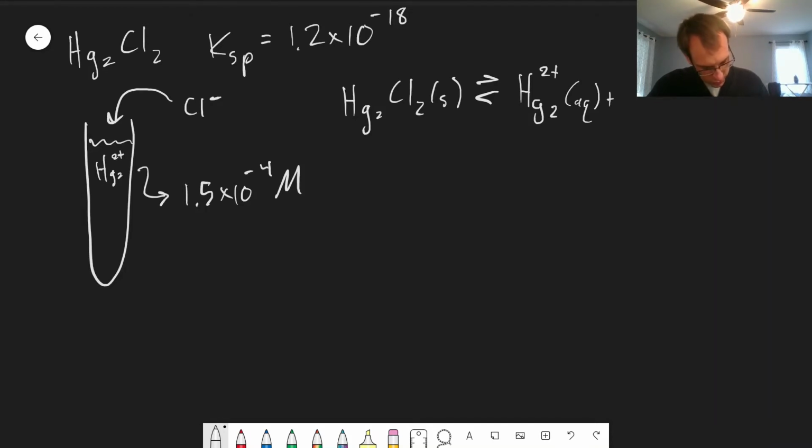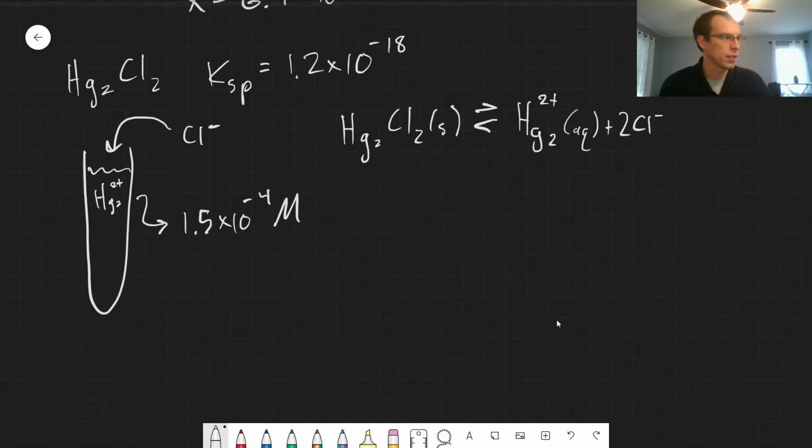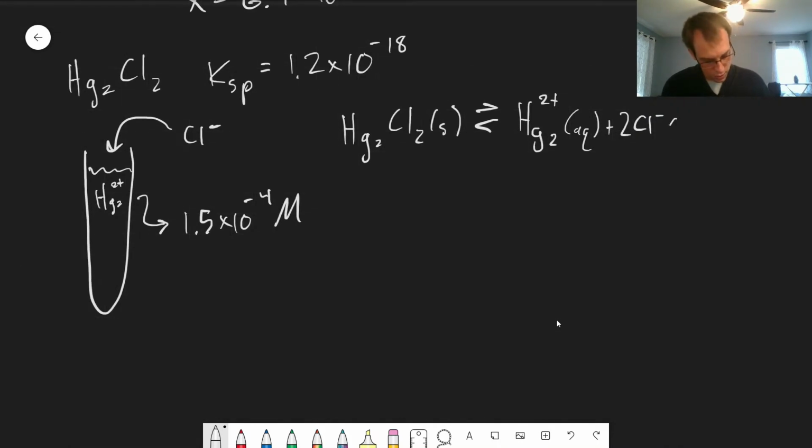And let me not forget that there's two chlorides here. That is important. Okay, and so if we don't have any chloride present, we won't have any solid present. That's pretty obvious. But we want to know, when are we going to start seeing precipitate form?